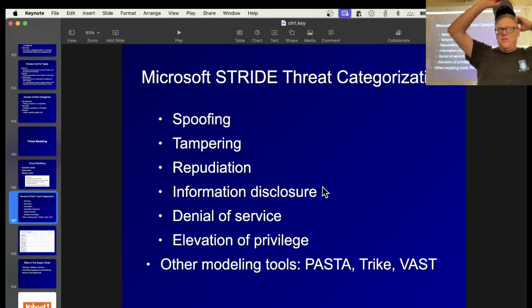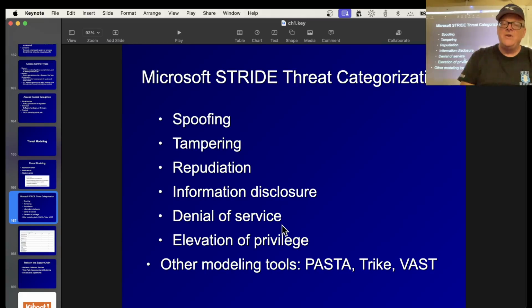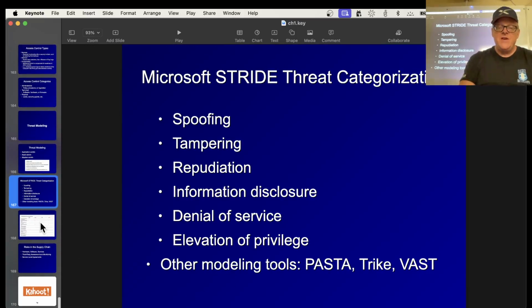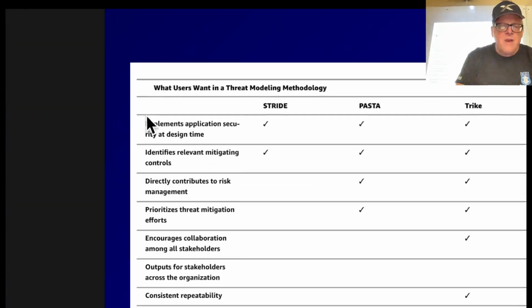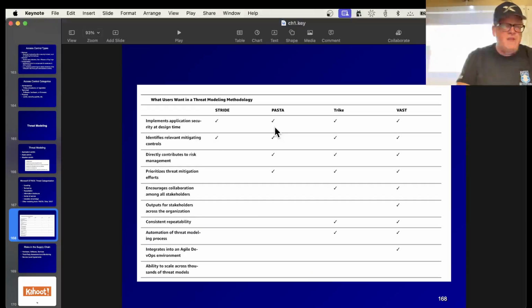Information disclosure is revealing confidential information. Denial of service is bringing down servers so they do not provide service to the authorized users. And elevation of privilege is moving from a user account up to an administrator account. And these are various things attackers might do, and there are other modeling tools that try to organize types of threats. So this is STRIDE, PASTA, Trike, and VAST, showing various ways they are used to model attackers. Just try to organize your thinking around the kinds of attacks that might come in.